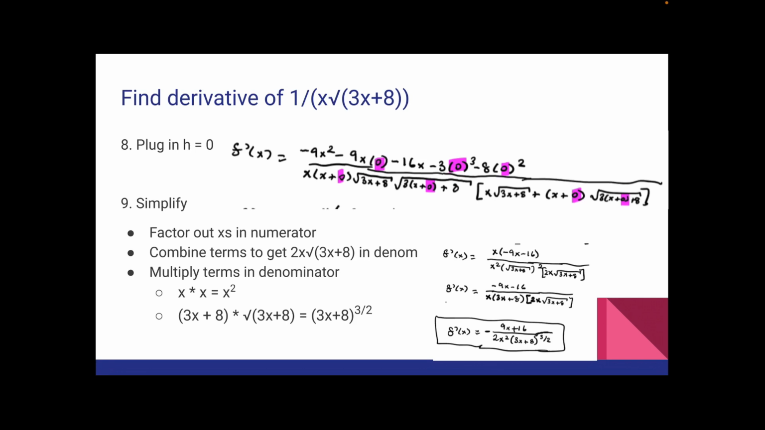Another thing we could do, notice that in the denominator we have in the brackets x times square root of 3x plus 8 plus x times square root of 3x plus 8. We could go and simplify that to 2x times square root of 3x plus 8. Notice that we could also cancel out an x in the numerator and an x in the denominator. We have x times negative 9x minus 16 over x squared, which we got from multiplying x by x in the denominator. So when we cancel all that out, we're just left with an x in the denominator.